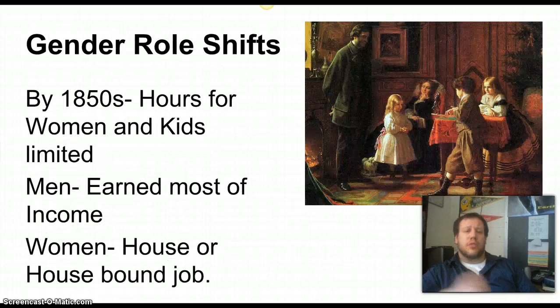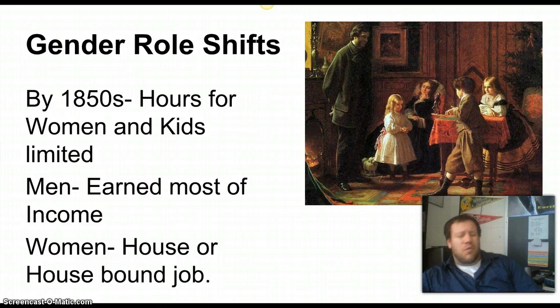Now with this, we also see some gender role shifts as well. By the 1850s, after child labor is abolished and hours are cut back to a 10-hour workday, we see a gender role develop in Europe, where women will stay home, take care of their kids, cooking, etc., do house-bound jobs. The guys go and earn money. And so we see the gender role shift happen during this time because of the reforms that took place. Before this, women worked in the factories as much as men worked. They had to. They had to work that much to pay the bills. And so we see the gender role shifts this way too as industrialization goes on.